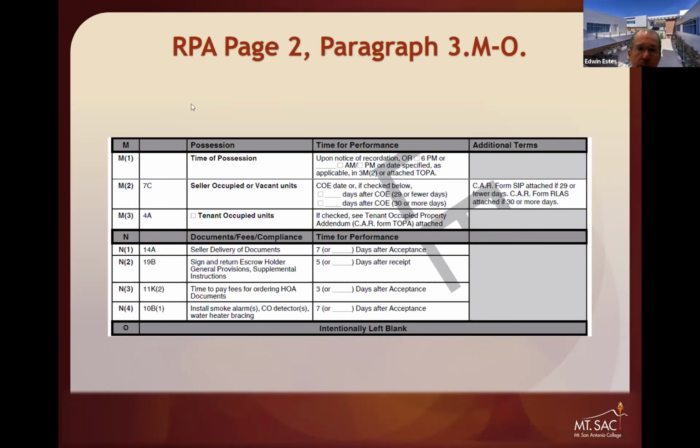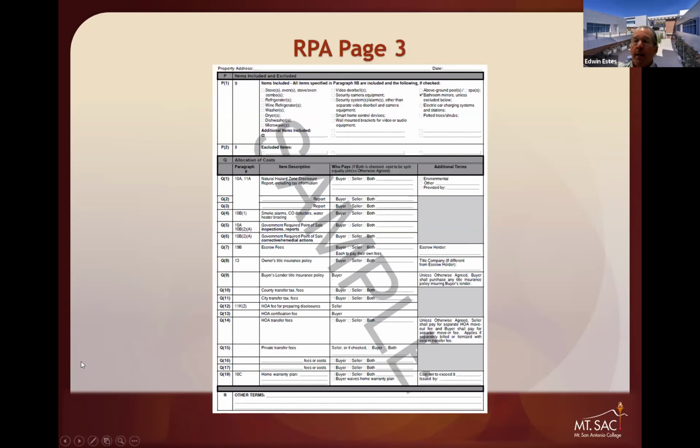There we go. Got my X's in there. All right, I think we're done with this one. Great. Moving quickly into page 3.